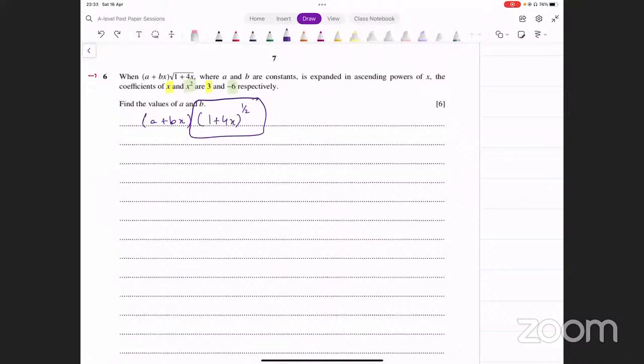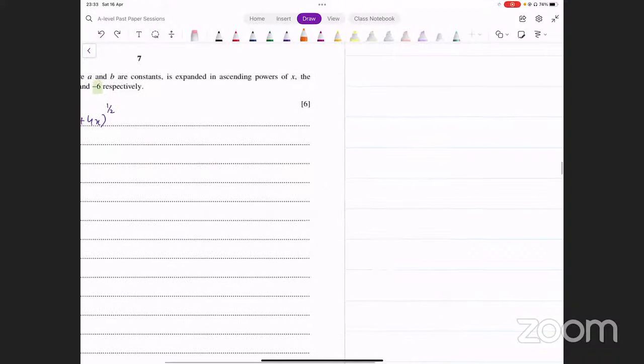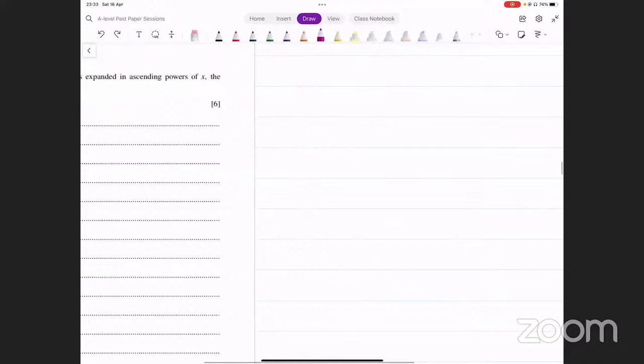Okay. Acha, let's look at question number 6 here. A plus bx into 1 plus 4x whole raised to power 1 over 2. Now, we have to expand this thing. ये binomial expansion है, power fraction है आपकी. तो ये P3 वाला binomial formula हमारे पास होता है, वो यहाँ पे use करना होगा. I'm going to write that formula on the side here. क्या formula होता था?